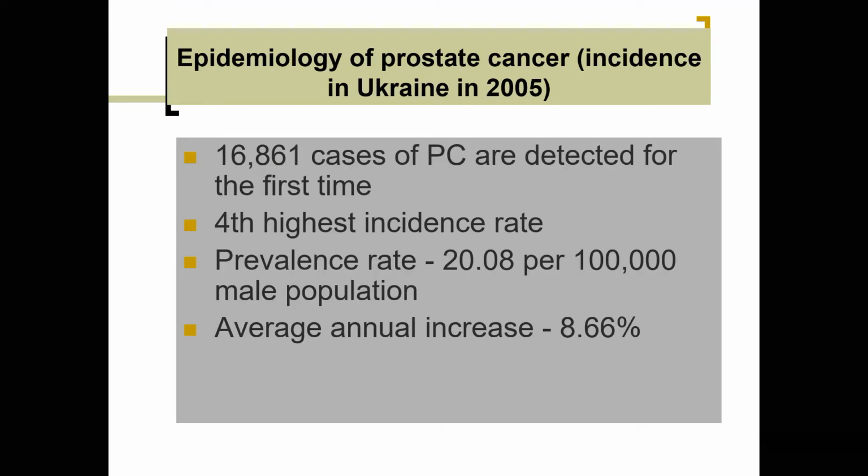Epidemiology of prostate cancer, the incidence in Ukraine in 2005. 16,000 cases of prostate cancer were detected for the first time. The first highest incidence rate. The prevalence rate is about 20 per 100,000 male population, and the average annual increase is about 8%.